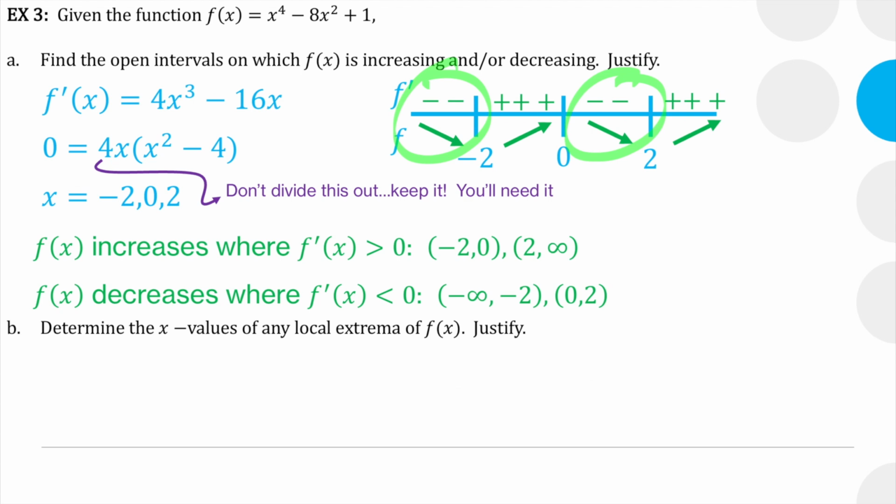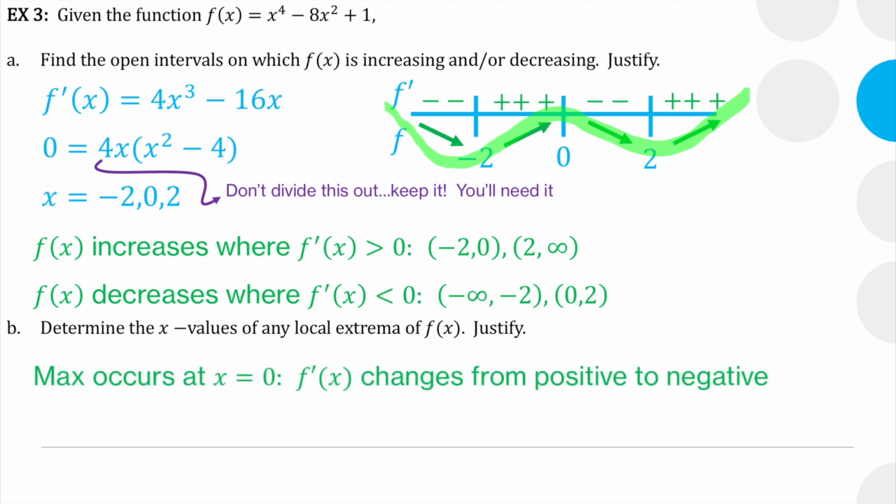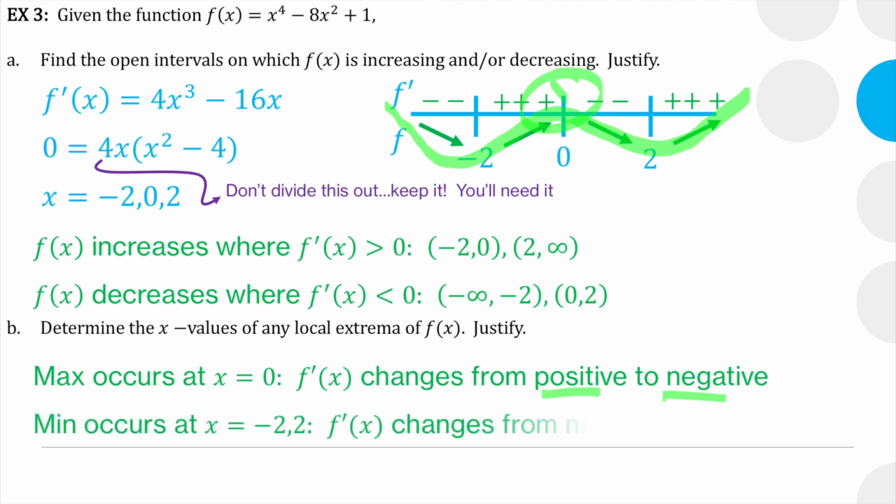Part B says, determine the x values of any local extrema of f of x and justify. Well, again, this is where getting an idea of the graph comes in handy, because you can see that we'll have a maximum at x equals 0 because f prime of x changes from positive to negative, and we have two minimums, one at negative 2 and one at 2, because f prime of x changes from negative to positive.